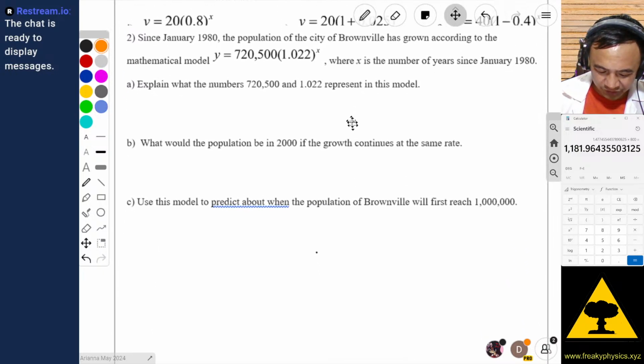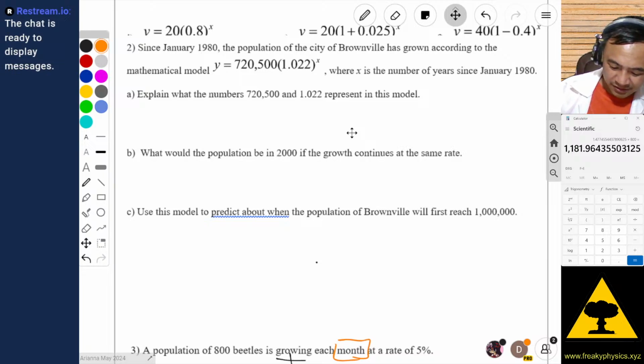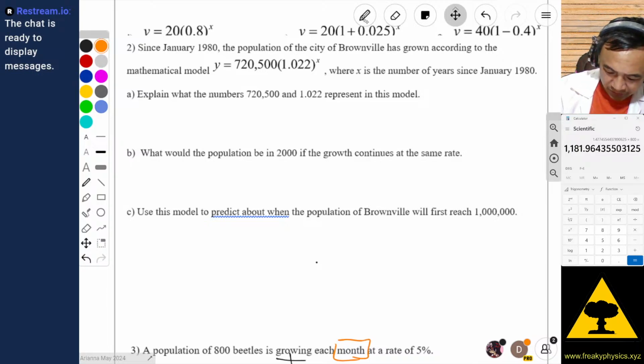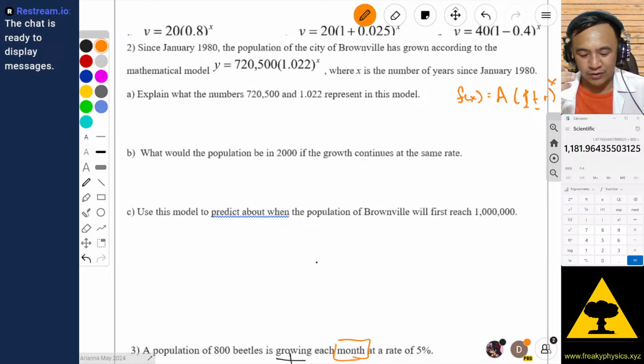Okay, let's go here to number two. Let's just do number 2A now. Before we continue, remember that your f of x, in this case it's y, is equal to a times 1 plus r or minus r raised to x. That's always the equation. So what is a, what is our r, and what do they mean?